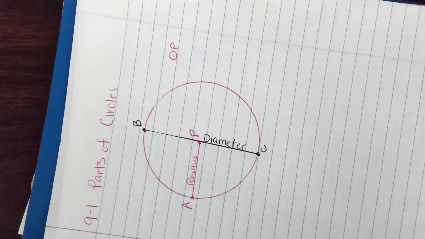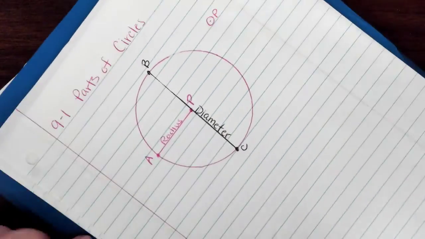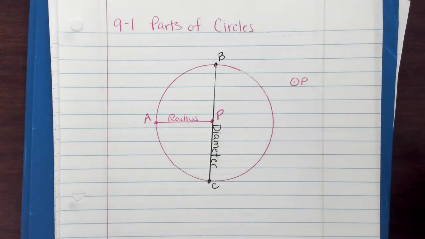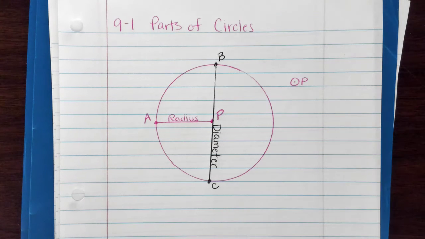Of course, as I am doing this and writing these notes down, hopefully you are copying these notes as well. And let's see how this goes. So we've got circle. We talked about the center of the circle. We talked about radius and diameter.